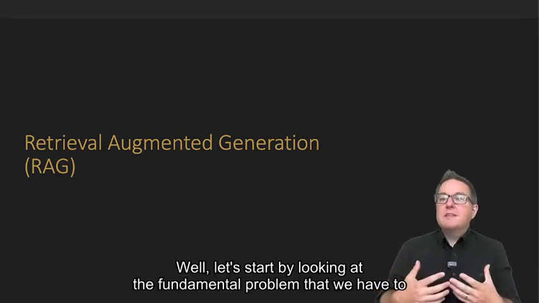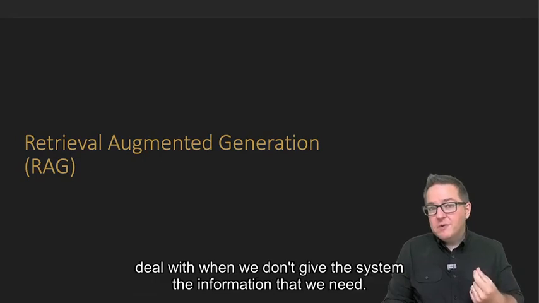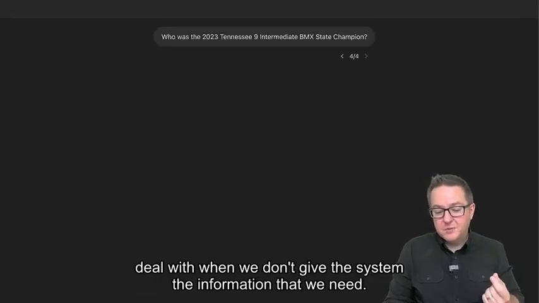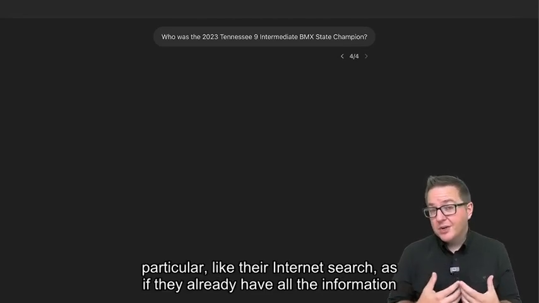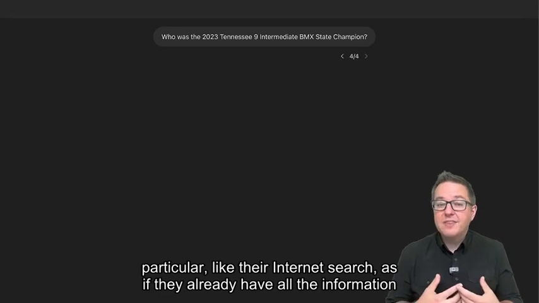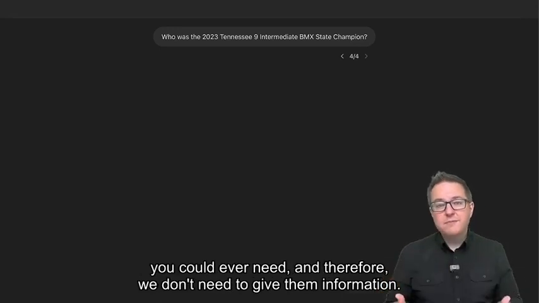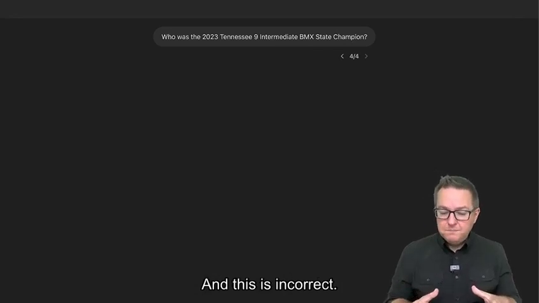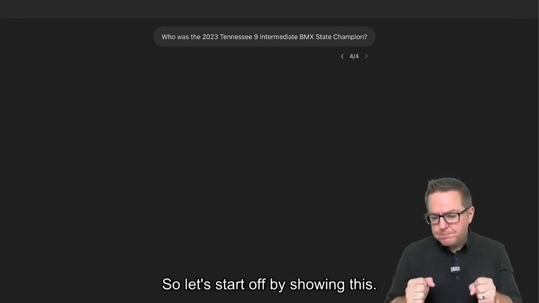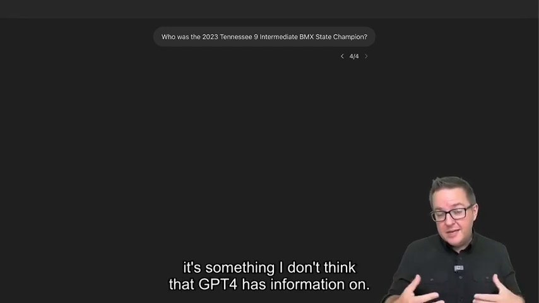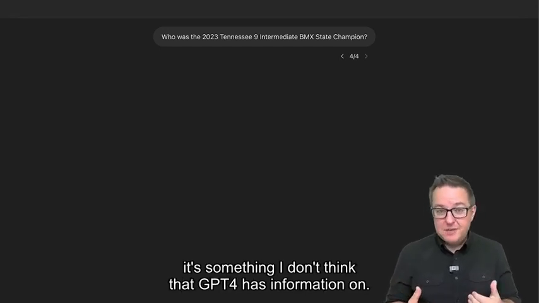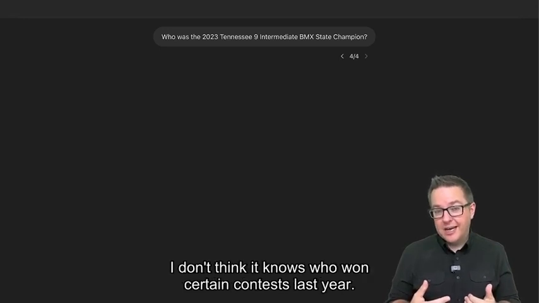Well, let's start by looking at the fundamental problem that we have to deal with when we don't give the system the information that we need. So a lot of people go and they use generative AI and large language models in particular like their internet search, as if they already have all the information you could ever need, and therefore we don't need to give them information. And this is incorrect. So let's start off by showing this. So BMX and kids BMX racing is a fairly niche sport, and it's something I don't think that GPT-4 has information on. I don't think it knows who won certain contests last year.